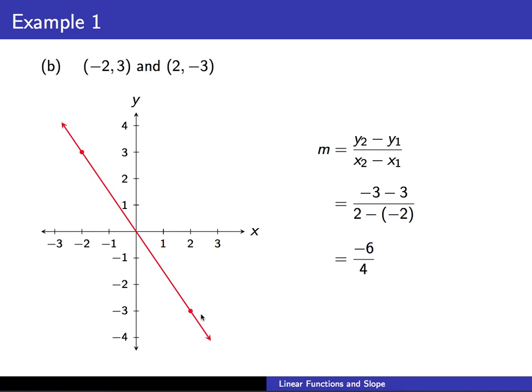So to get from this point to this point, you have to go down 6 units and to the right 4 units. Negative 6/4 simplifies to negative 3 halves. So for every 3 units we go down, we go to the right 2 units.